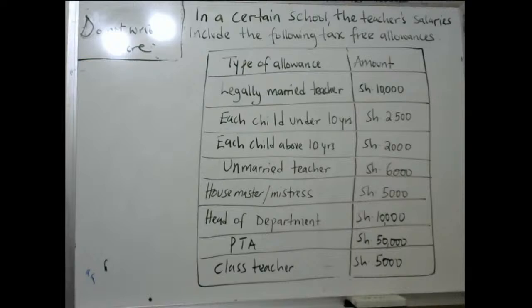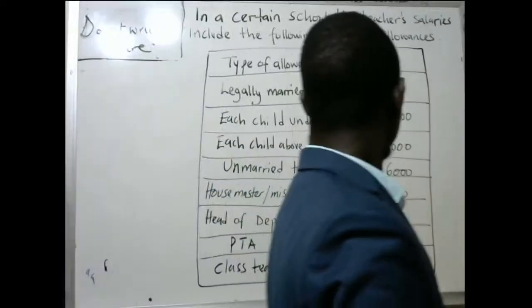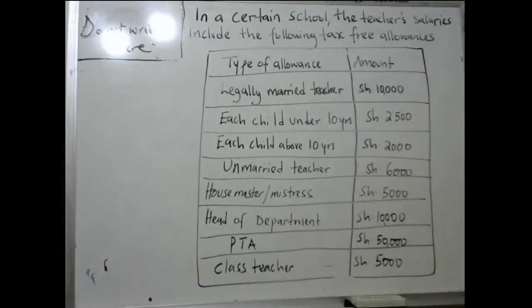So that's what we are looking at currently. I hope you've written down that in a certain school, the teachers' salaries include the following tax-free allowances. The type of allowances, first off, we have legally married teacher. The allowance is shillings 10,000. A child under 10 years of age, they are supposed to receive the amount that you can see there. Let me hope you've written down those questions.